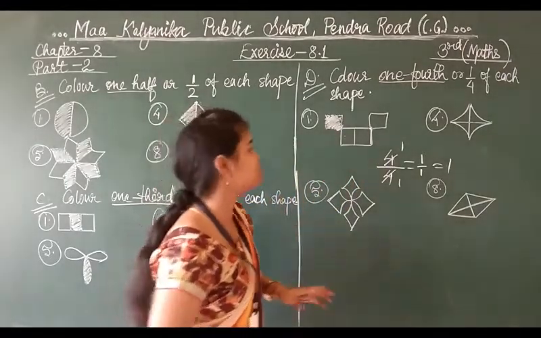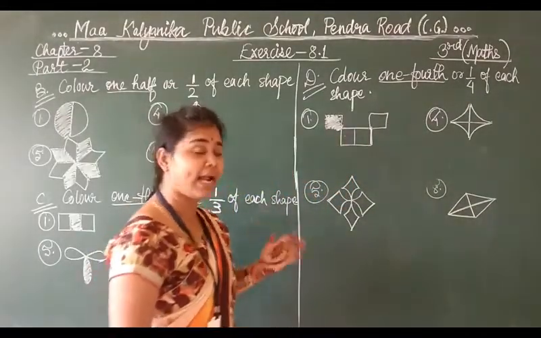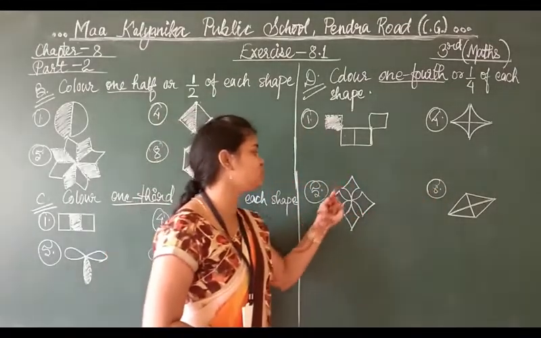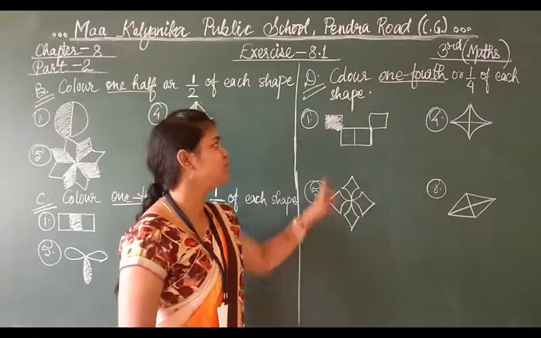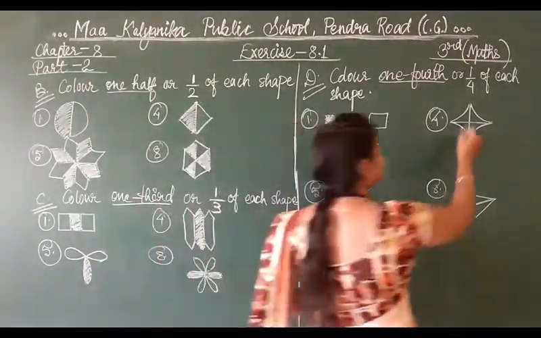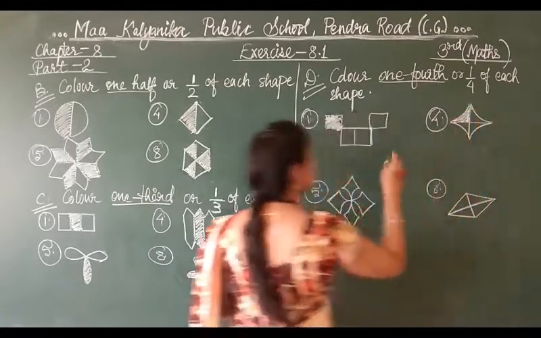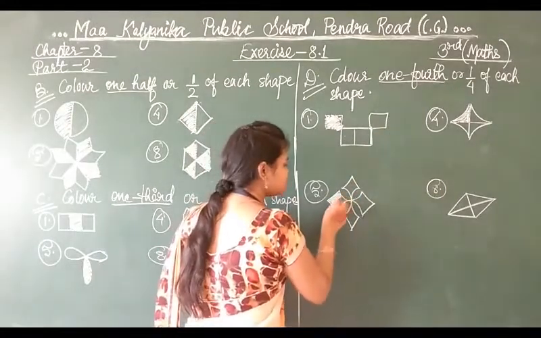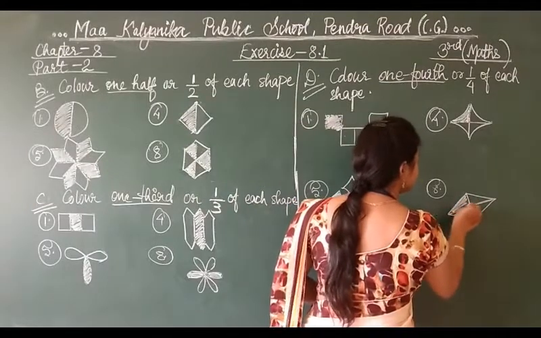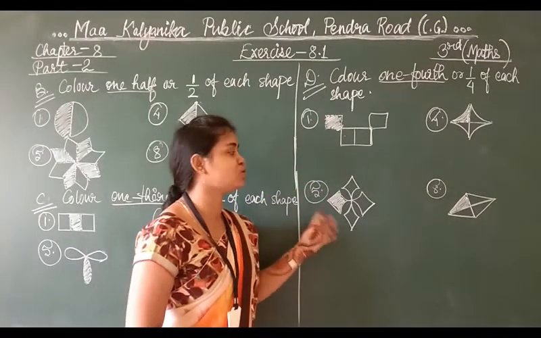Now, students, you can see questions 1, 4, 5 and 8. All are divided into 4 equal parts. So simply, out of 4 if we are coloring 1, it is 1/4. So you can color any one part of all those shapes. Any one of these also, because 4 parts are given. Here also you can color any one. So now, students, this will be called 1/4 of each shape.